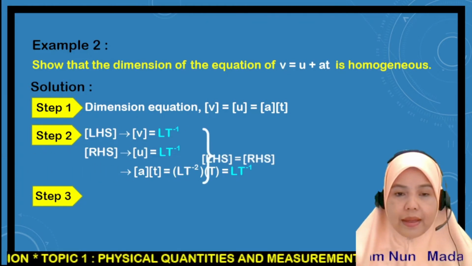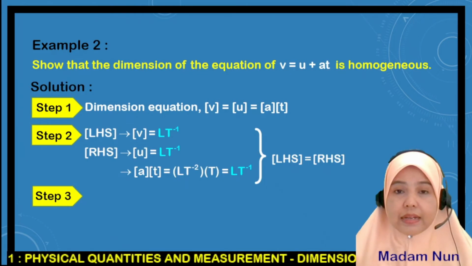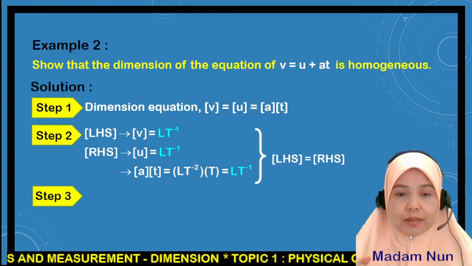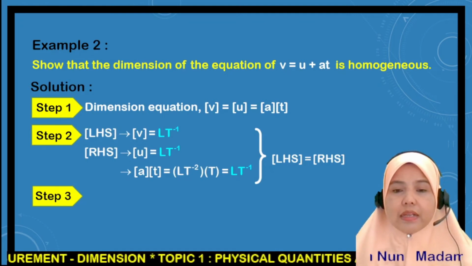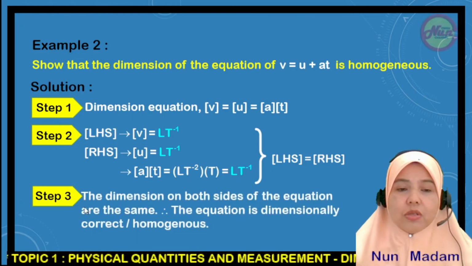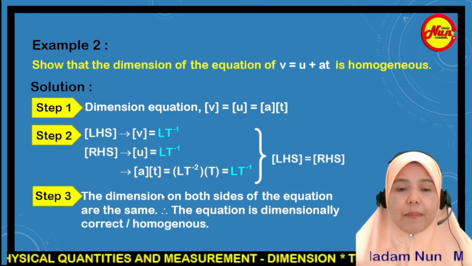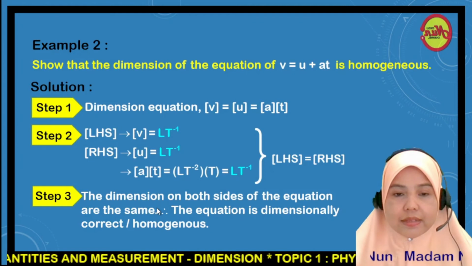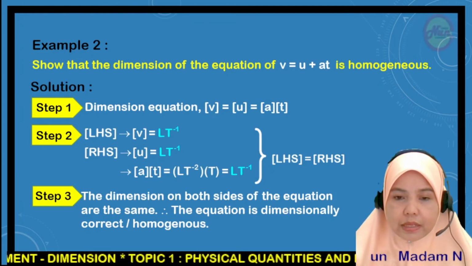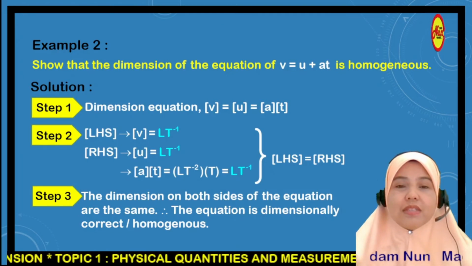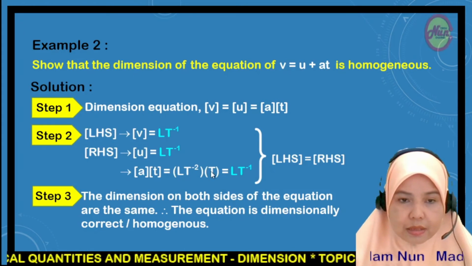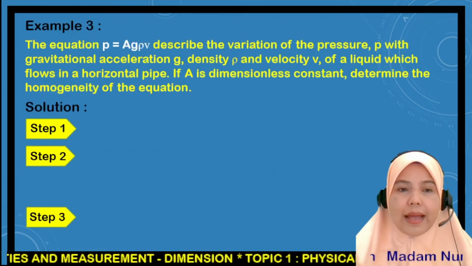And now we compare the dimension at the left hand side of the equation and the dimension at the right hand side. If you check each term, they have the same dimension. So we say that the dimension at the left hand side of the equation is equal to the dimension at the right hand side of the equation. So it is step 3, meaning that the dimensions on both sides of the equation are the same. Because of that, the equation is dimensionally correct, or the equation is homogeneous. Okay, so that's how we show it using the dimensional analysis, the left hand side and right hand side technique.